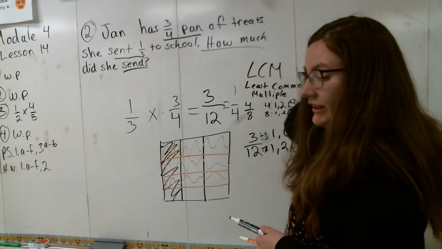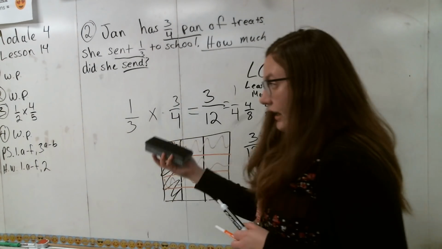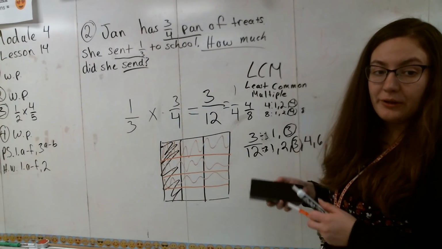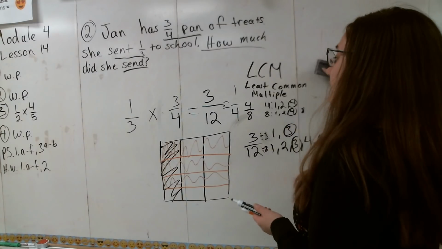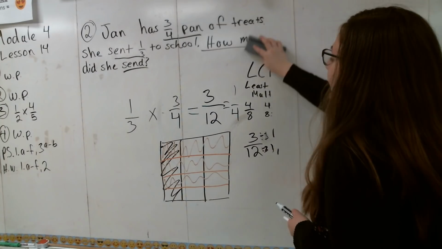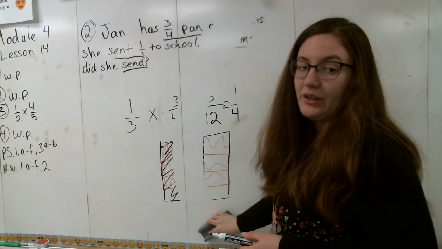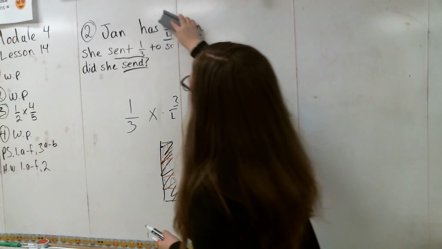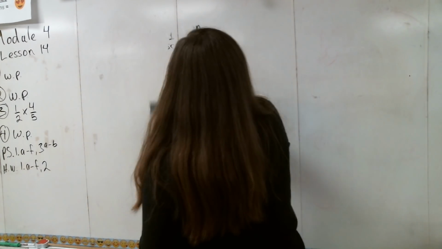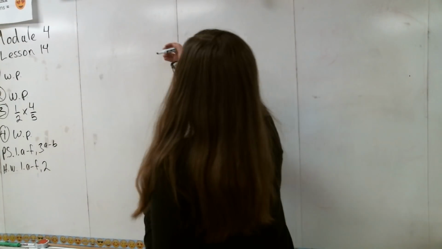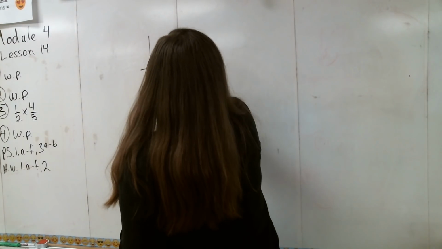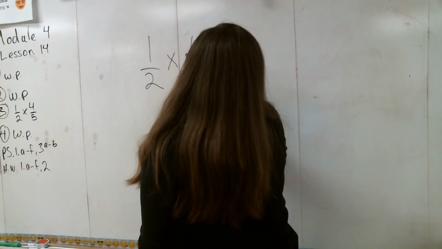Now, for these problems, we're going to try one where we just do it numerically and with the model. So let me erase this real fast. And please make sure you're getting all of this work down. Now, for our next problem, we have a half times 4/5.